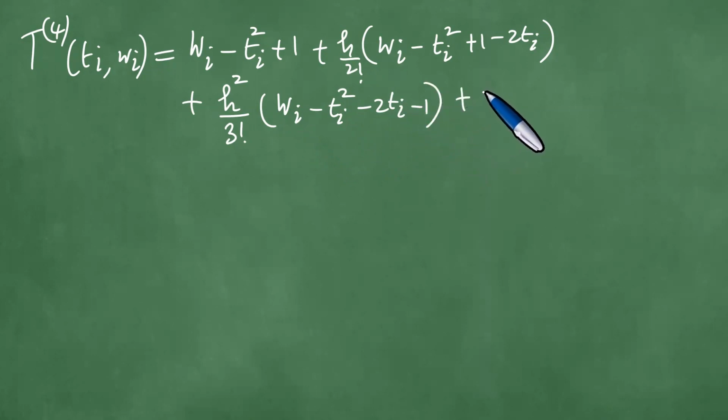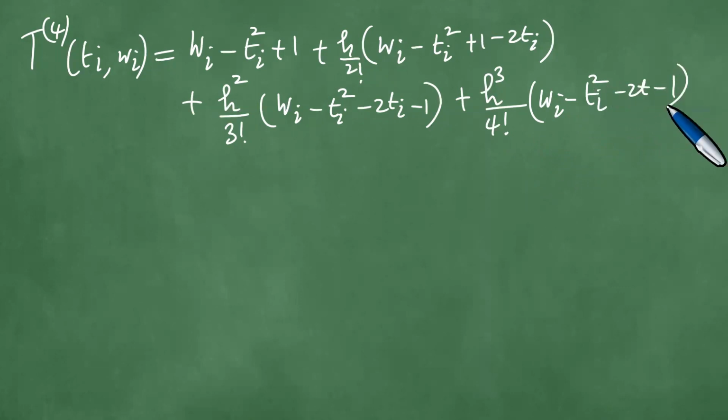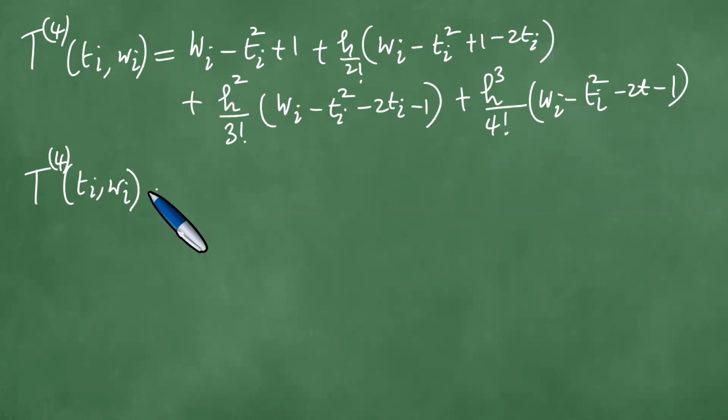Plus h cubed divided by 4 factorial. If it's 3 here, it's plus 1, so 3 plus 1 is 4. And then here, this one is wi minus ti squared minus twice t minus 1. So now we've substituted the f primed, the f double primed, and the triple primed. But what does this simplify to? Let's just simplify these, grouping like terms together and so on.